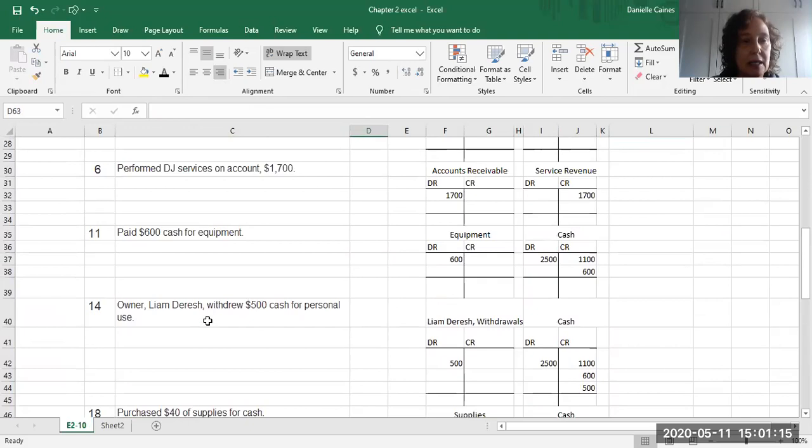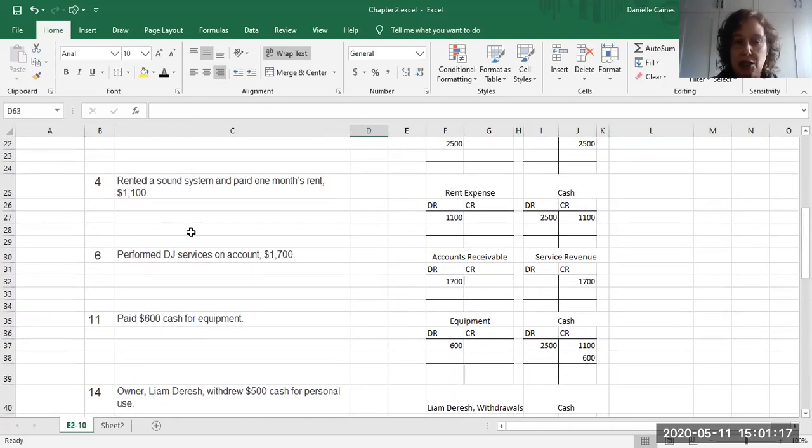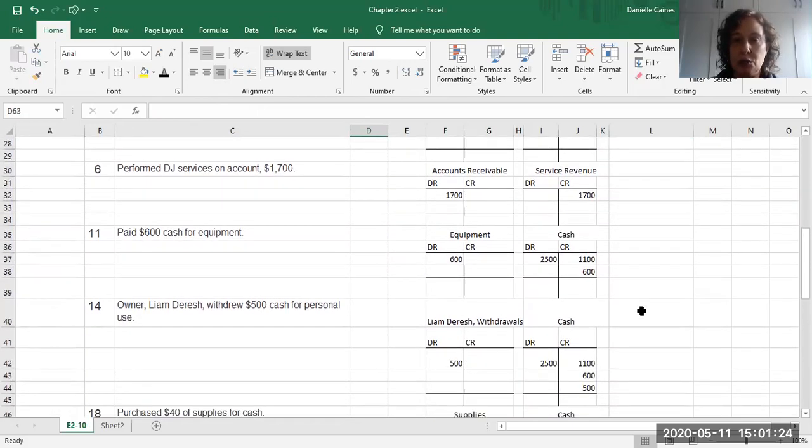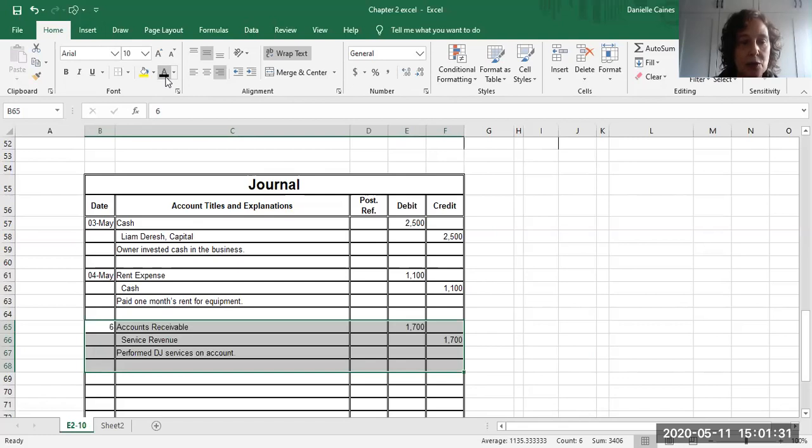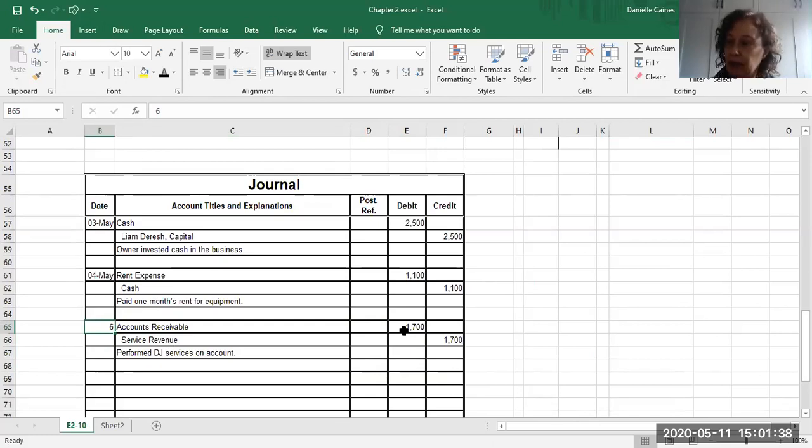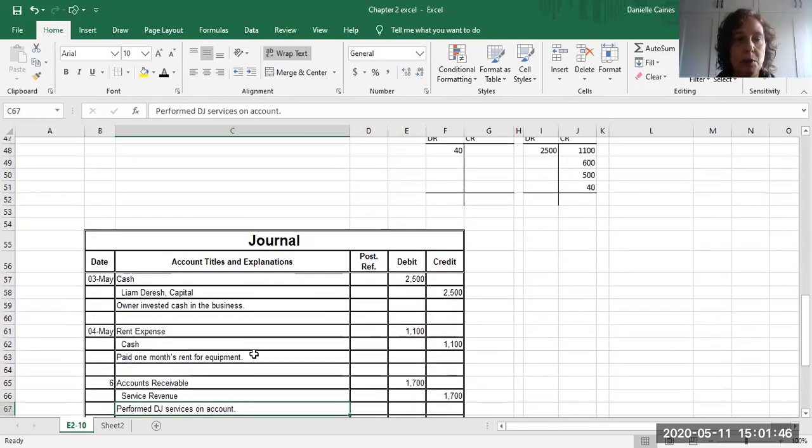Our next was we performed DJ services on account. So we're debiting accounts receivable and crediting service revenue. So debit to accounts receivable, credit to service revenue. So it's May 6th here. A debit to accounts receivable for $1,700, a credit to service revenue for $1,700. We performed DJ services on account.